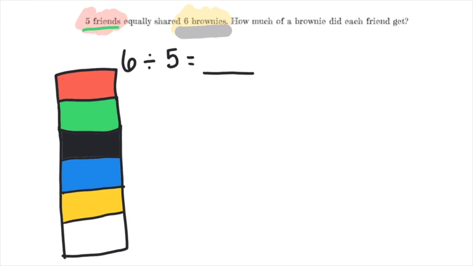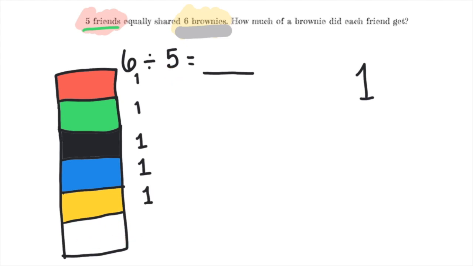So this friend is going to get 1 brownie. This friend's going to get another brownie. This friend's going to get 1 brownie, 1 and 1. So right now everyone has 1 brownie. But wait, there's this last brownie left. How can I break up this brownie evenly to share with my 5 friends?